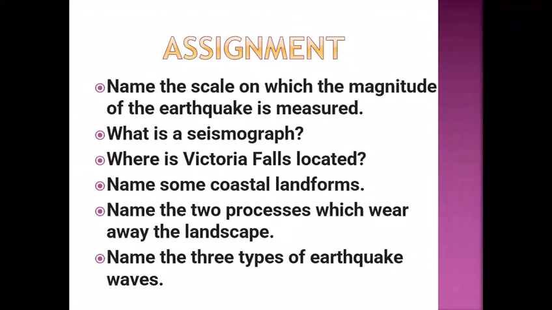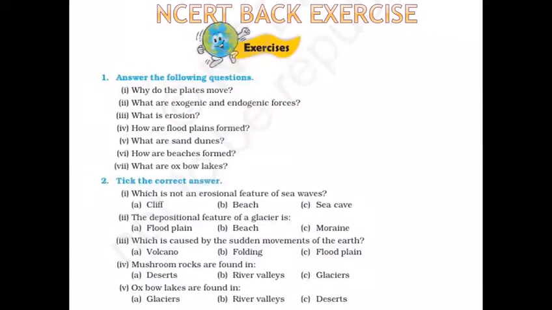Next is the small assignment which you can easily attempt after you read and understand the chapter thoroughly. Finally, we come to the NCERT back exercise, which is very easy and simple, and you can solve it on your own. For better guidance, you will be provided the answer key from your teachers.